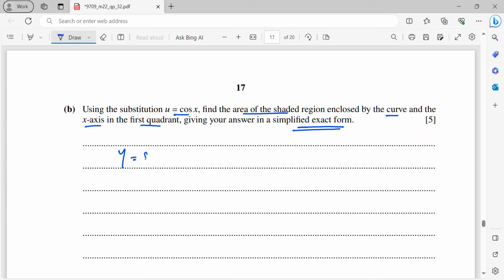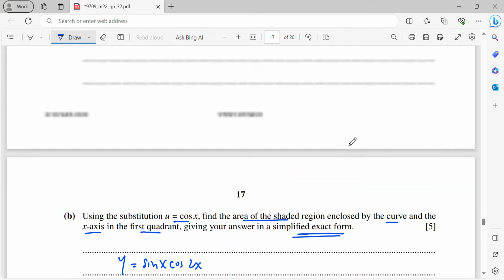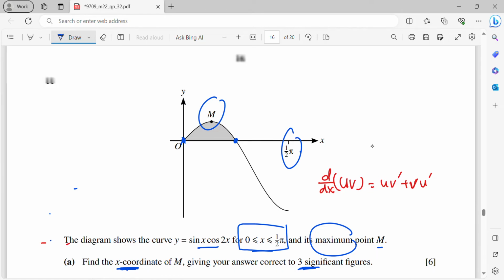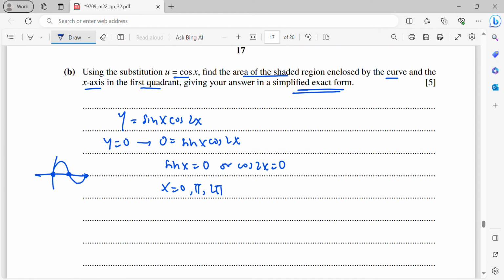So your y is sine x cos 2x. Now when y equals 0, 0 is sine x cos 2x, which means either sine x equals 0 or cos 2x equals 0. So when sine x equals 0, refer to the sine graph. It will be 0, pi, or 2 pi. Okay, but we know that this point shouldn't be 0. Okay, but it is greater than 0 and less than half pi, which means now we cannot accept all these solutions.